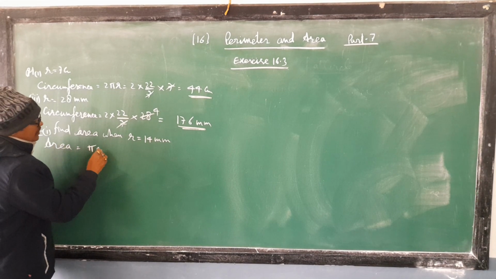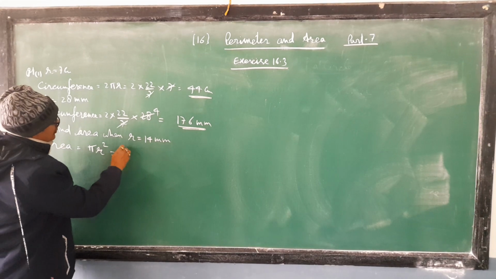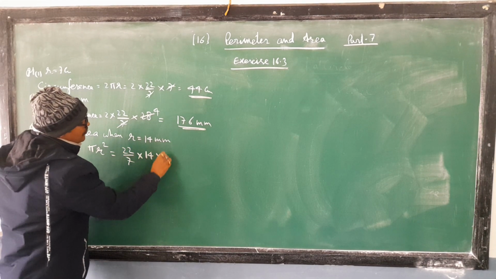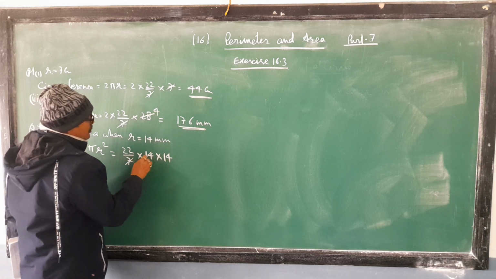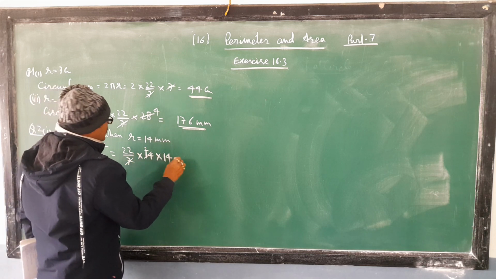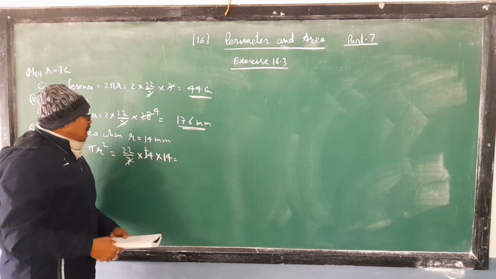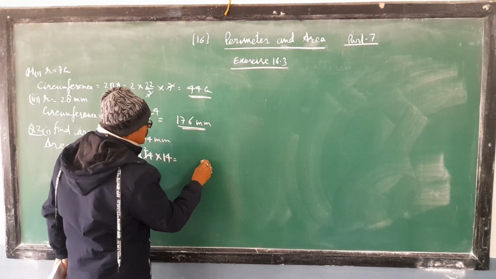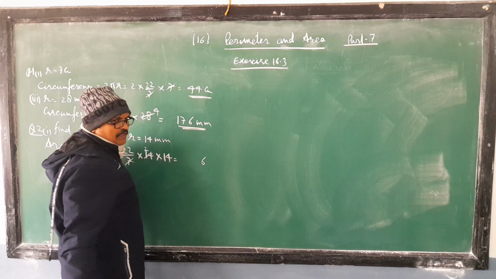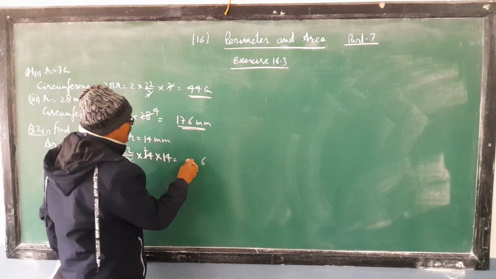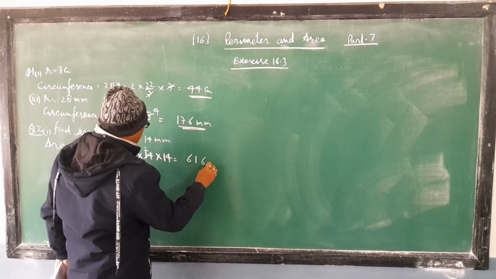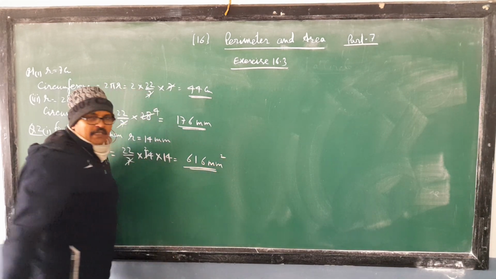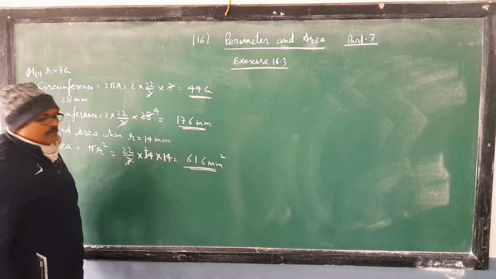Pi r square is the formula. 22/7 into 14 into 14. 7 into 14, then you multiply 14 into 44. 14 fours are 56. Then 56 plus 5, 61 mm square. The unit of area is in square units.